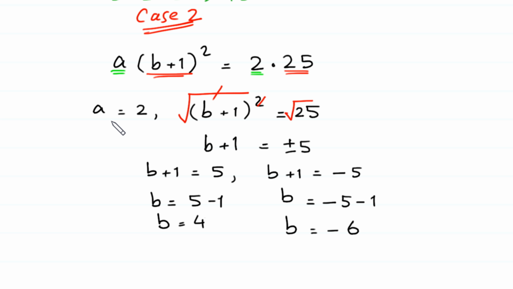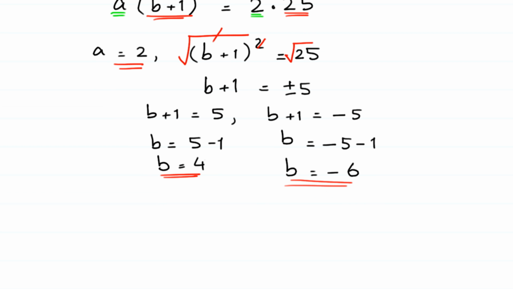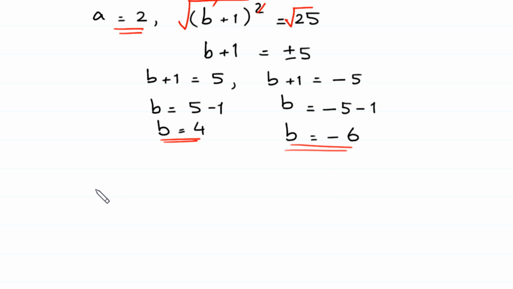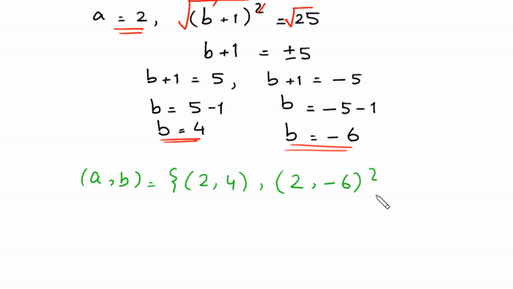So from here we have the value of a 2, value of b from here 4, and from here the value of b negative 6. So in this case values of a comma b are, the first pair is 2 and 4 and the second pair is 2 comma negative 6, and values of a plus b are 2 plus 4, 6, and 2 minus 6, minus 4.